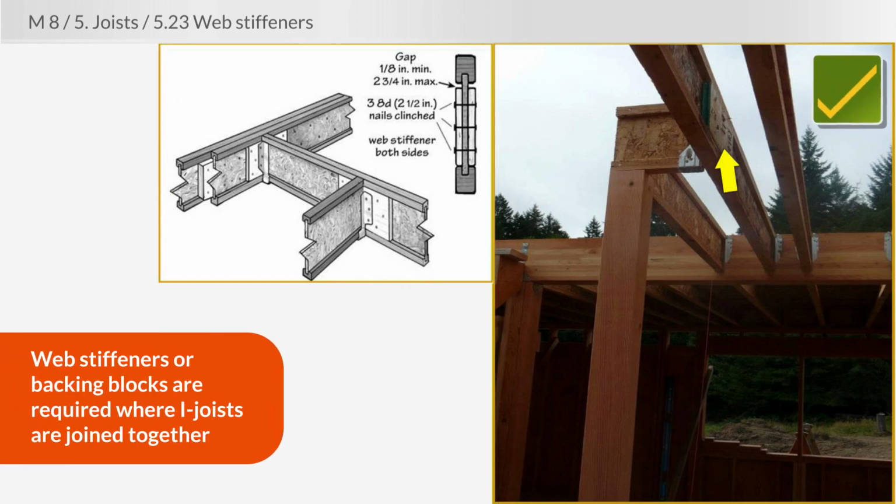If you ever need to go I-joist to I-joist, common sense tells us that 3/8 inch thick OSB is not going to hold any fasteners very well. So in that situation, we have to use web stiffeners, sometimes known as backing blocks, so that when you go I-joist to I-joist, the nails or the structurally rated screws that you're using have something to grip into besides just the 3/8 inch web.